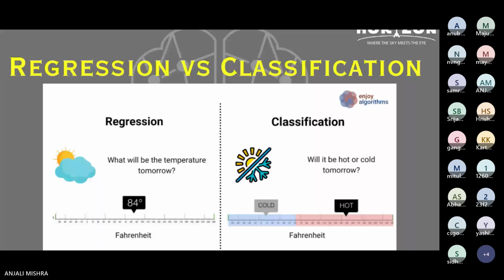There is another task known as clustering, which comes in unsupervised learning. But since we are starting, let's just focus on very simple things. So, regression versus classification. This is very important. If you don't get this, you won't get anything that we will do after this.